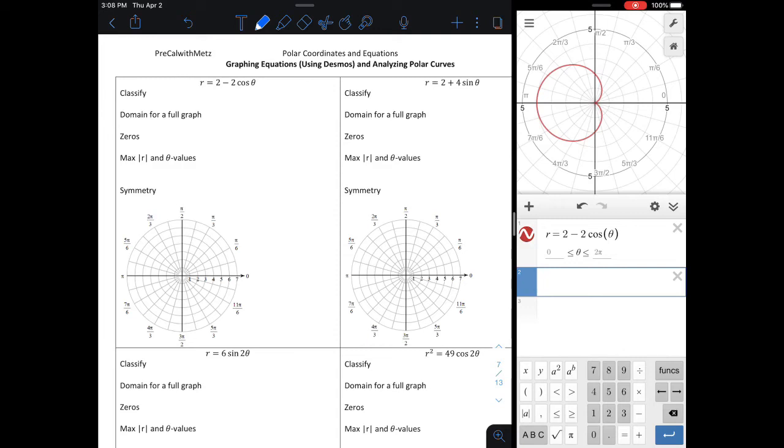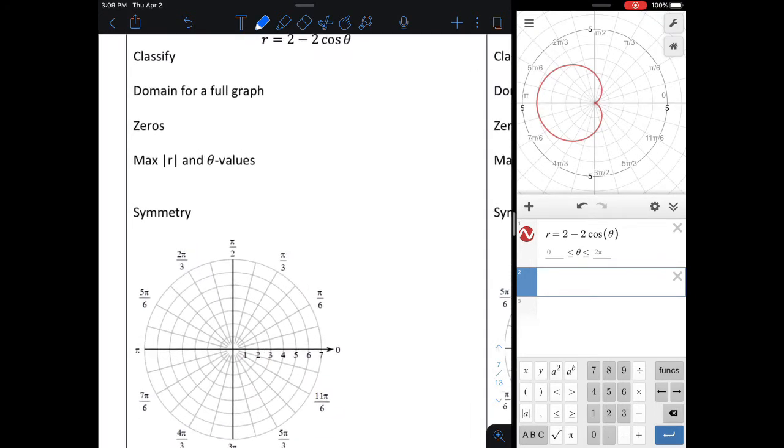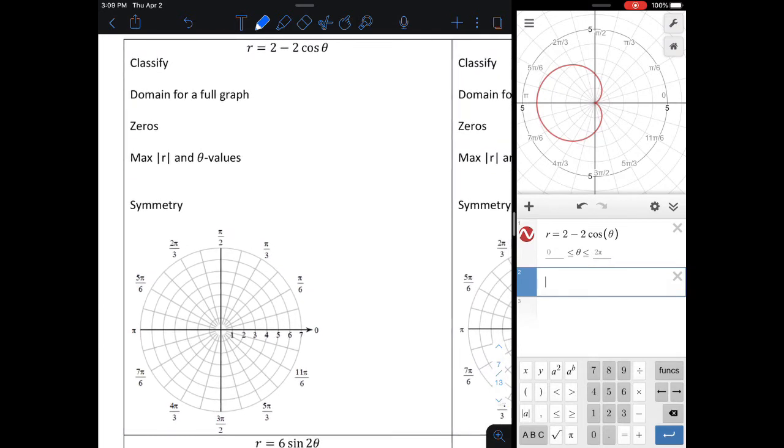In this video, we're going to look at graphing polar expressions, and we're going to use Desmos to look at some of these curves and help us with the classification and the domain and some zeros and all the other things we would use for our analysis. And so we're going to look at this first problem, this first polar curve of r equals 2 minus 2 cosine of theta.